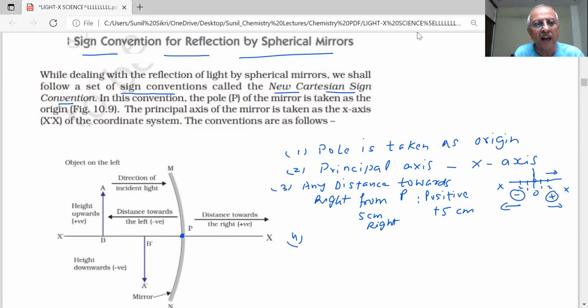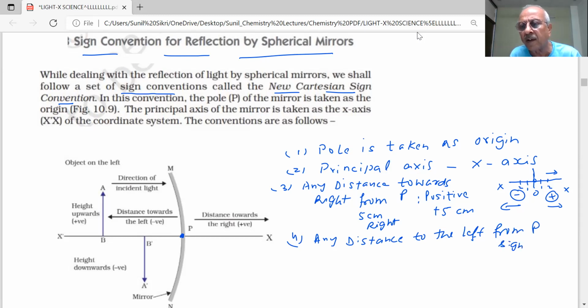What is the next thing? If any distance is towards the left from P, where P is my origin, what sign will be used? The sign will be negative. How do we represent negative? Minus. So if I have any distance on this side, supposing, in the case of a concave mirror, the object is always placed in front of the mirror. Yes or no?